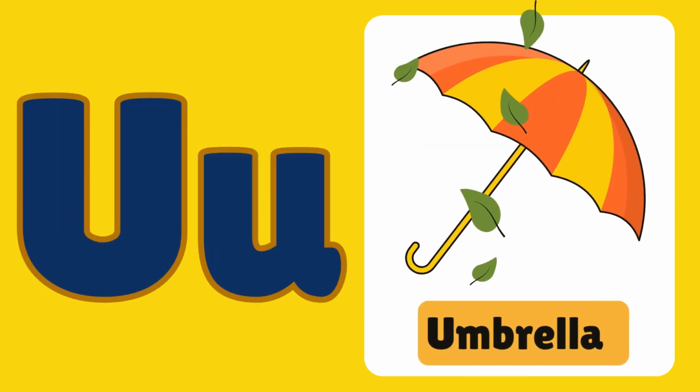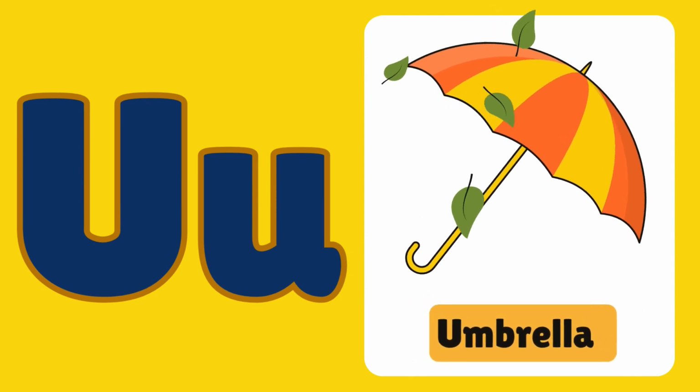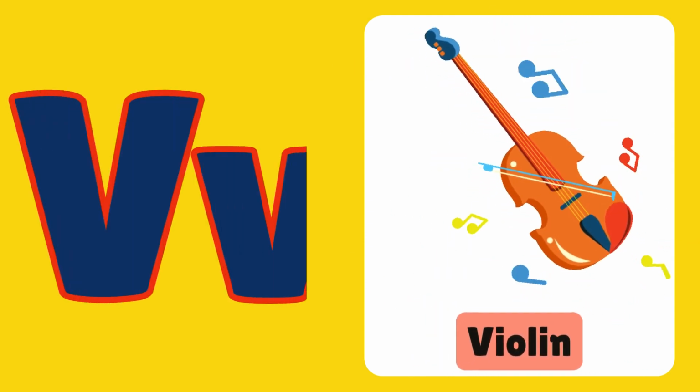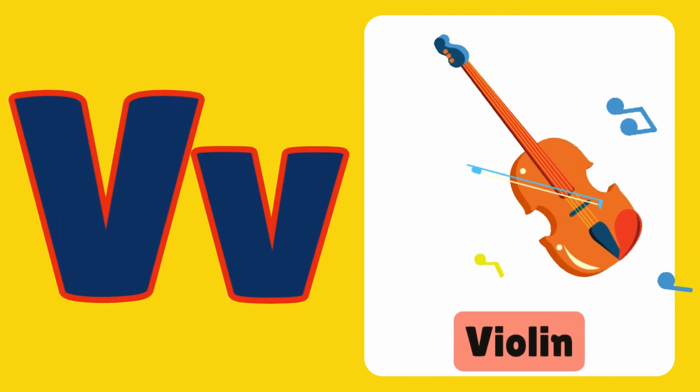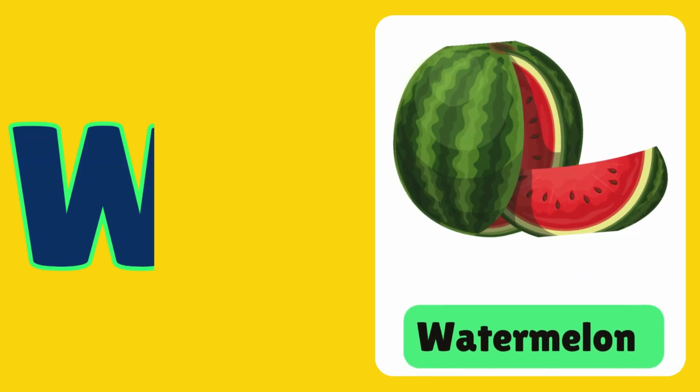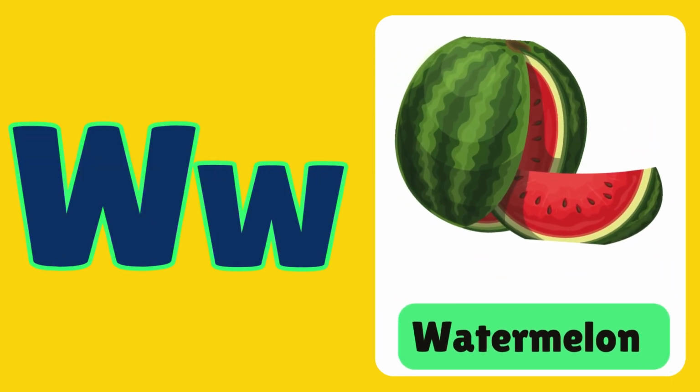U. U is for umbrella. V. V is for violin. W. W is for watermelon.